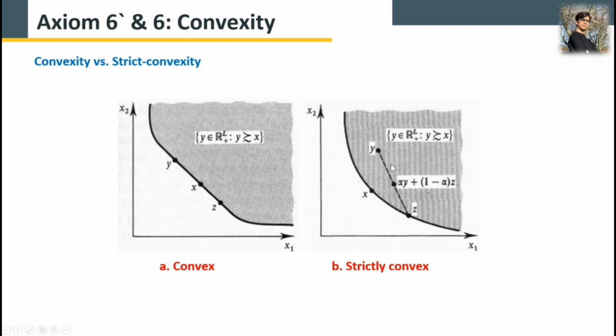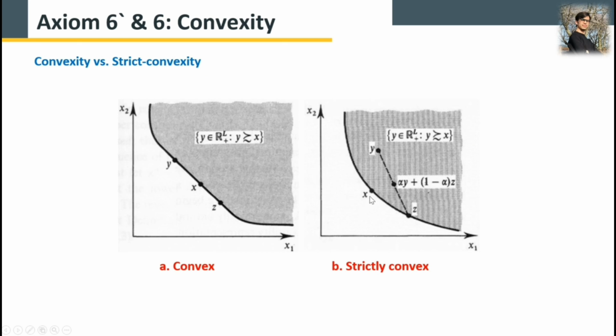Because as you see, it's clear that it's strictly convex to the origin of this plane. And it can satisfy the definition of strict convexity, which is when z is at least as good as x, y is at least as good as x, then any point in between, which is the combination of alpha y plus 1 minus alpha z, is strictly preferred to x. Why? Because this point has more of good x1 and at the same time more of good x2 than x.